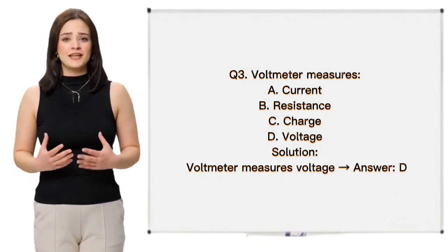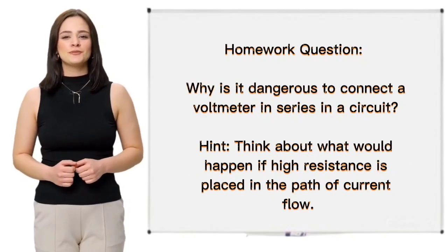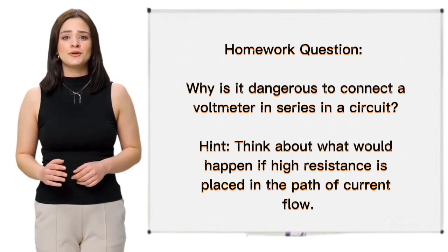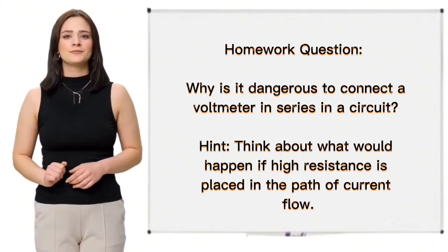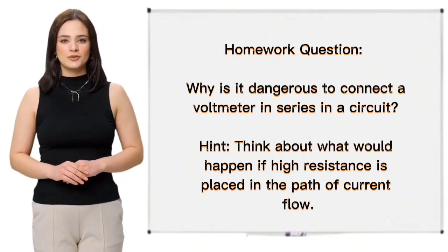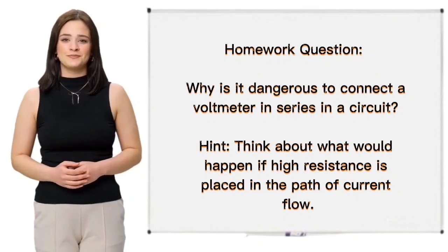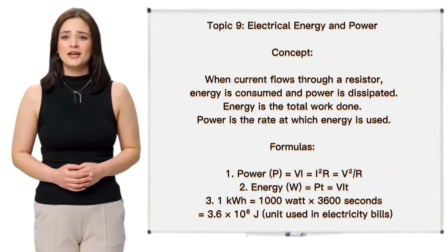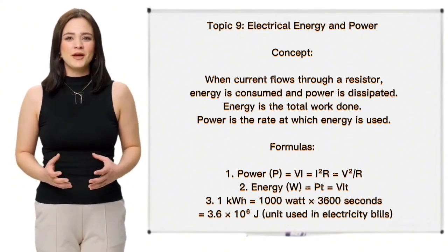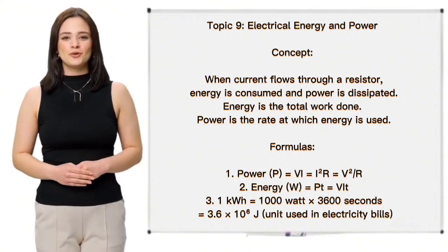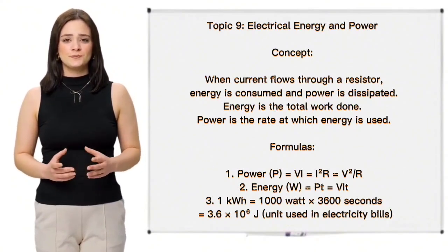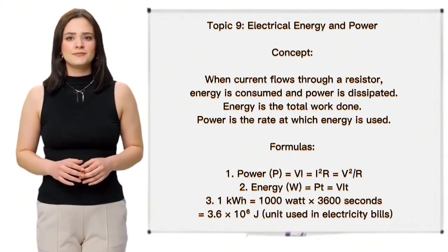Answer D. Homework question. Why is it dangerous to connect a voltmeter in series in a circuit? Hint: think about what would happen if high resistance is placed in the path of current flow. Topic 9. Electrical energy and power. Concept: when current flows through a resistor, energy is consumed and power is dissipated.